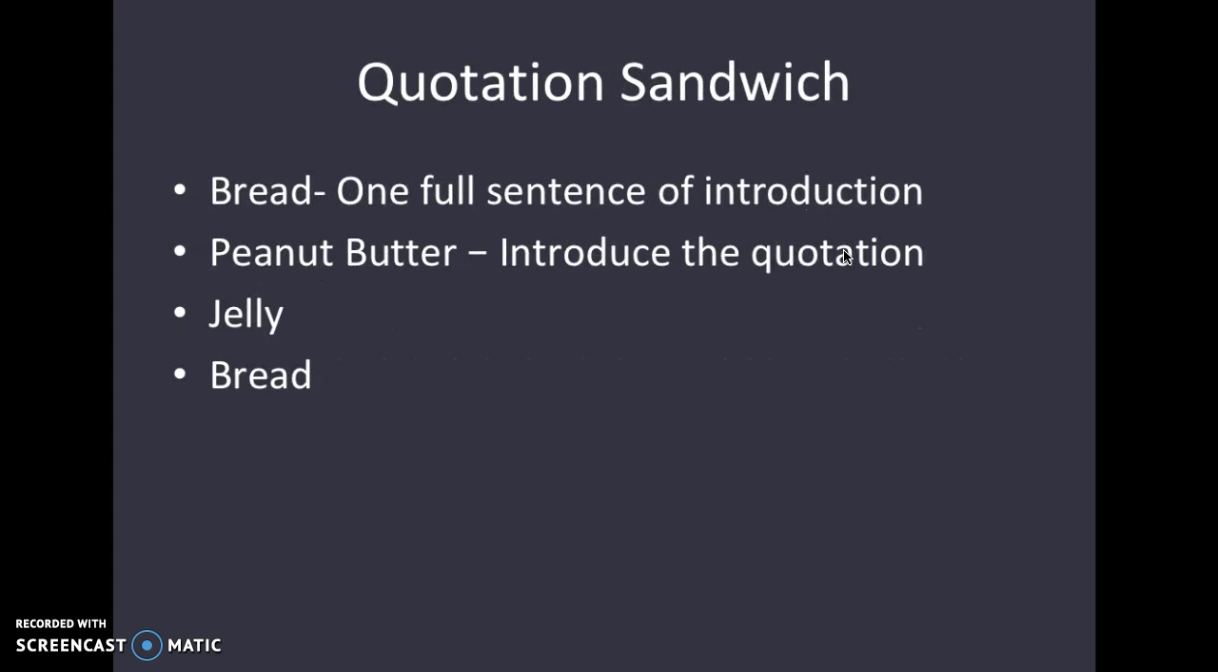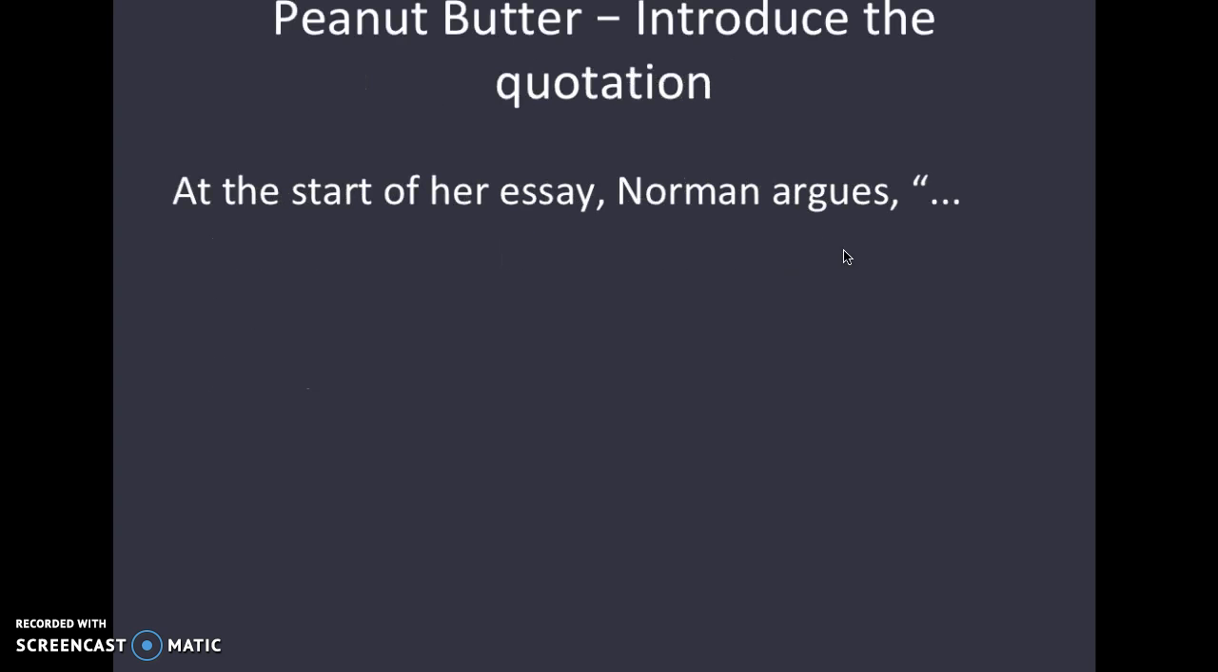The peanut butter here is where you introduce the quotation within the sentence that also uses the quotation. So to give you an example, you can't just have a quotation sitting by itself. You need to say something like, at the start of her essay, Norman argues, comma, and then you open your quotes and use her quotation. So that part is kind of essential.